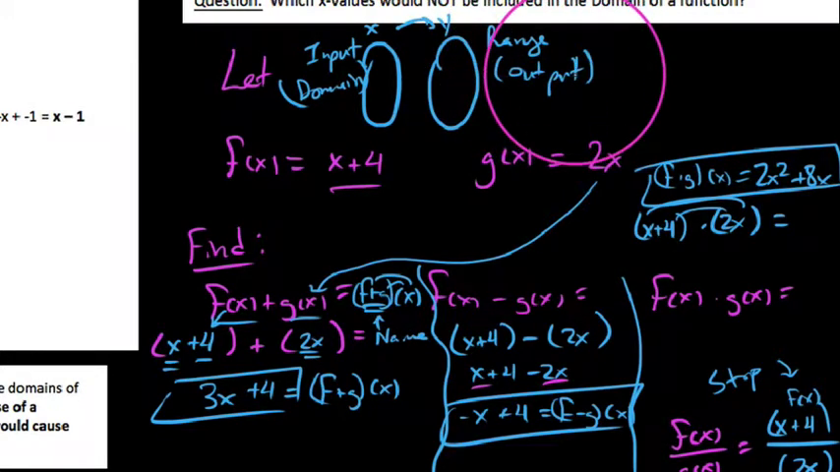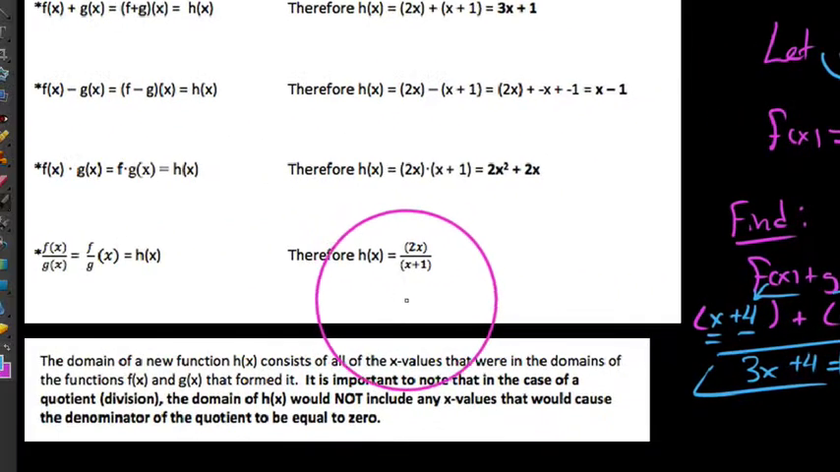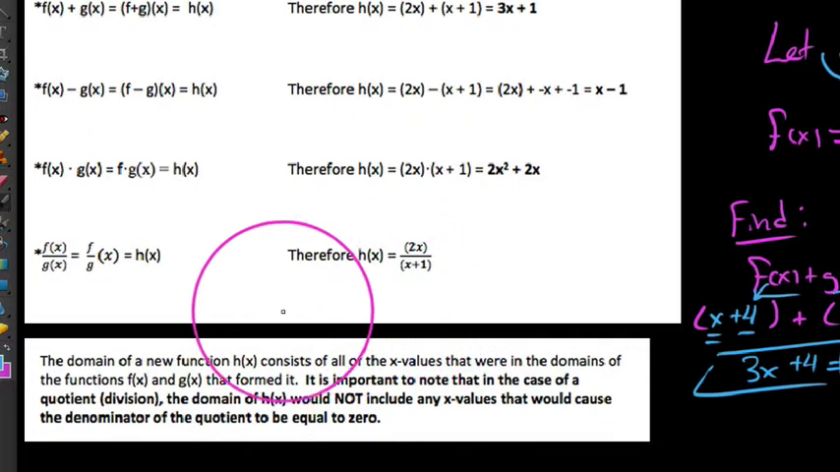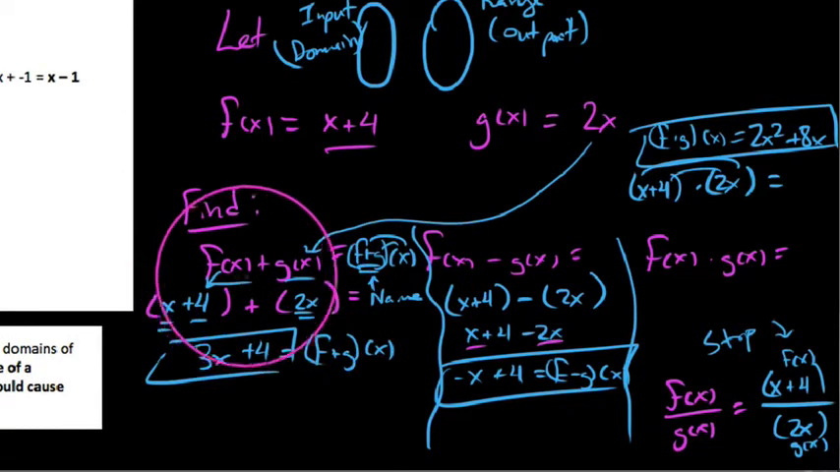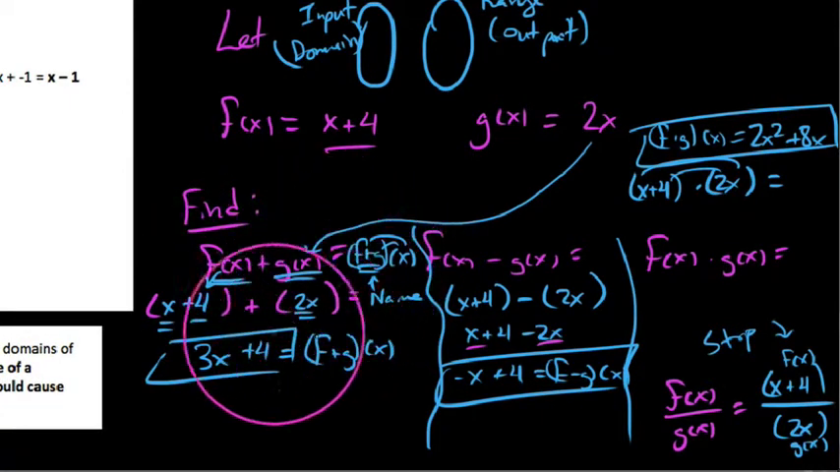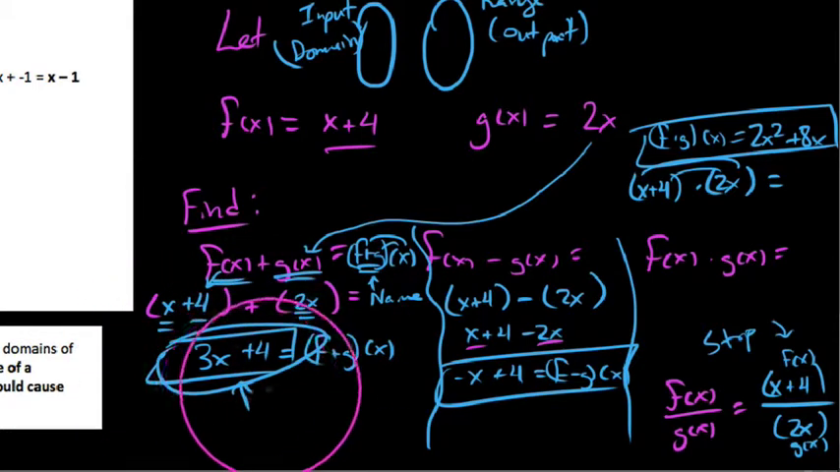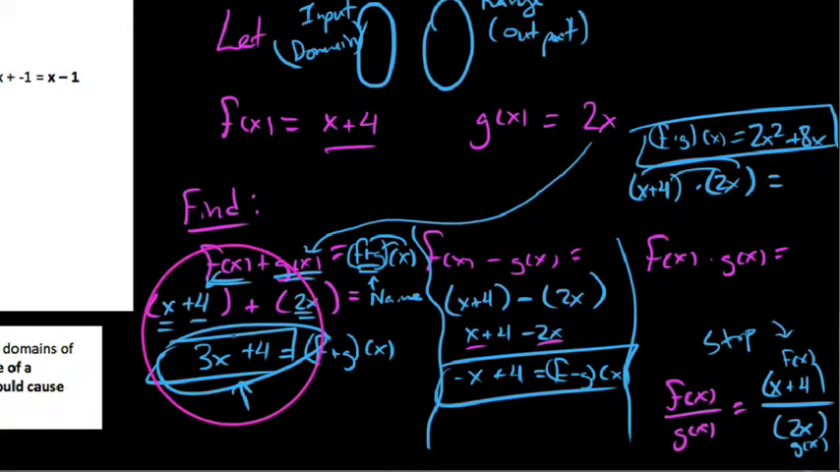So a lot of the time we are concerned with what the domain values are when you combine functions, okay? And the reason why is because sometimes you get domain values that don't give you back a y value. So it says the domain of a new function h of x consists of all the x values that were in the domains of the functions f of x and g of x. That is, when I made all these new functions over here, f of x had its own domain and g of x had its own domain, but the domain of this new function right here has to be only where the domains of the original functions overlap, okay?